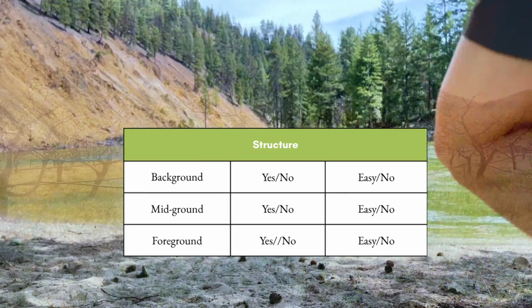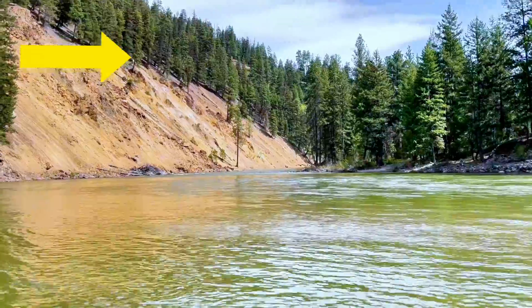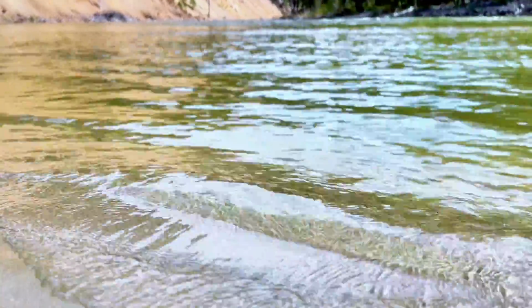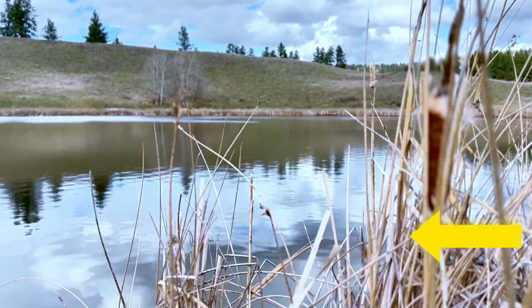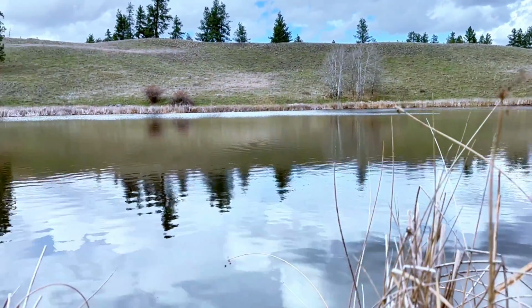Look for a distinct background, middle ground, and foreground. It's best to have a background, middle ground, and foreground in a landscape because these create overlapping elements. Overlaps in a composition make it easier to establish a sense of depth using pen and ink.